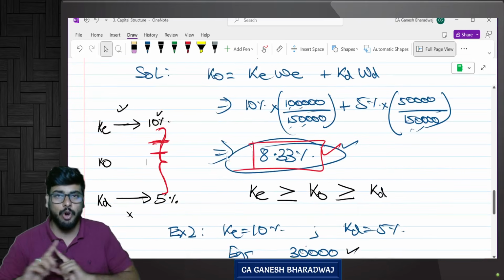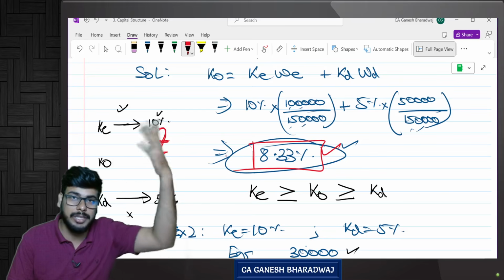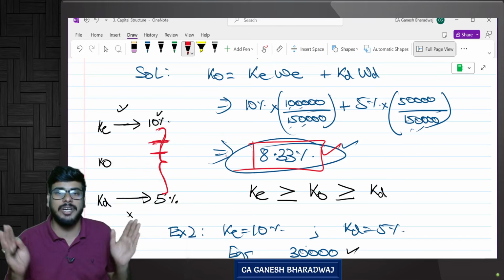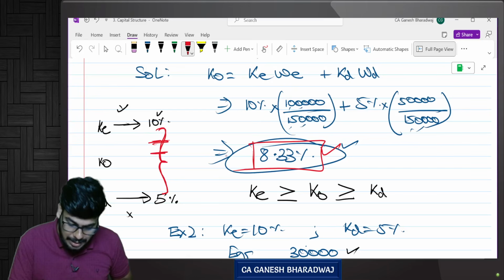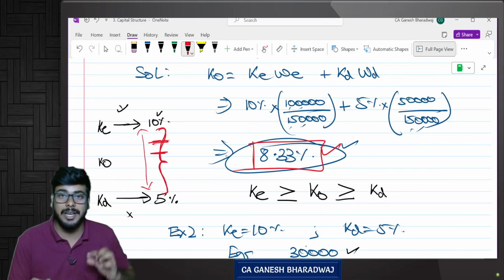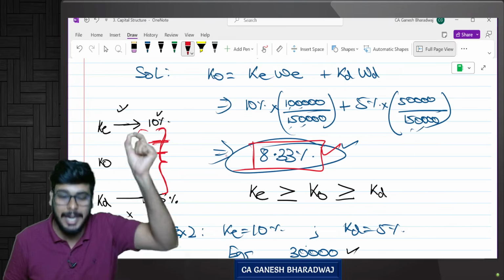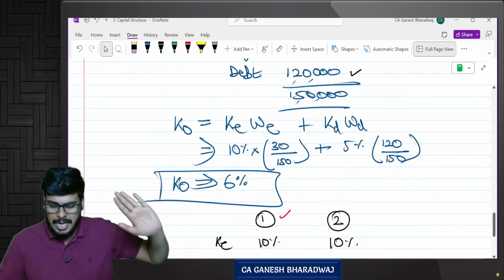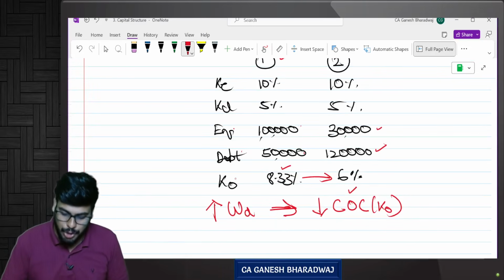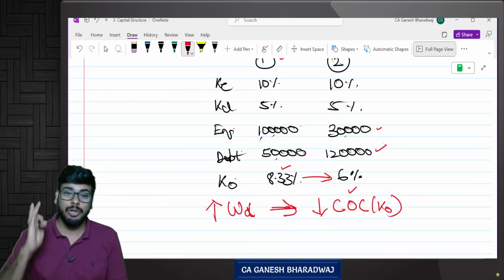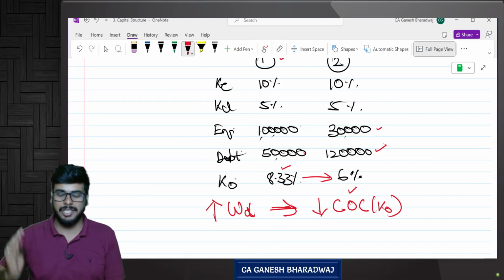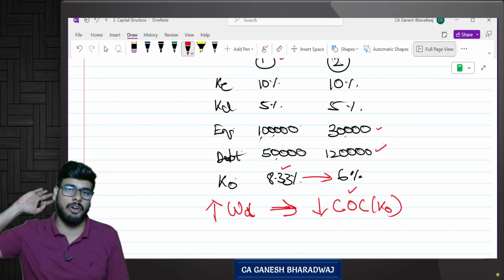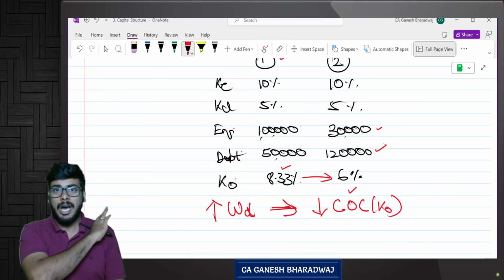And remember, at no point of time can KO be more than KE. It cannot be less than KD also. It has to be somewhere in between. But we can range it. How? If you infuse more debt, your KO will fall down. So this is the overall conclusion that we can come up with: the more the proportion of debt in your capital structure, the lesser will be the cost of capital. Are you clear with this?